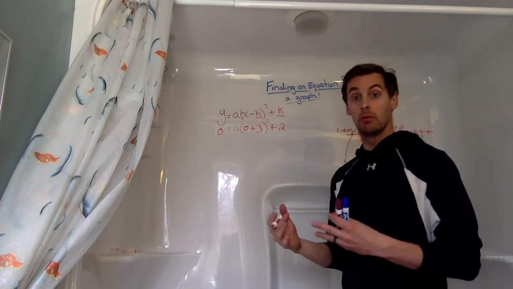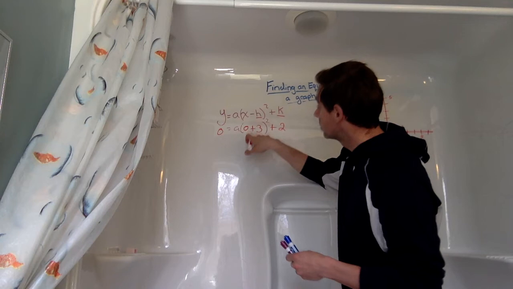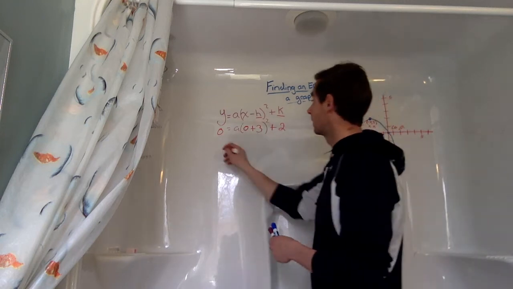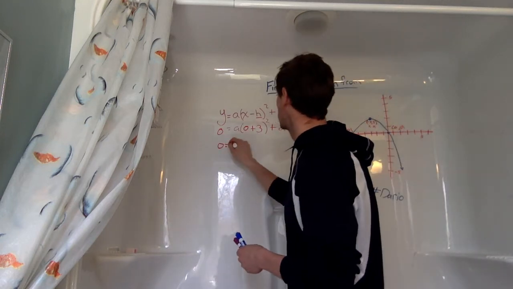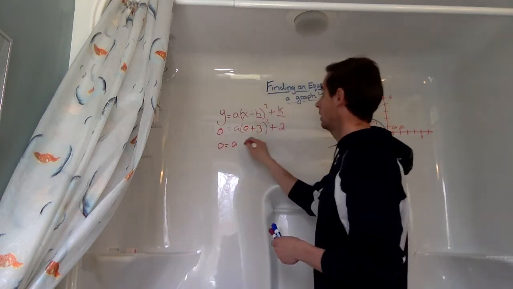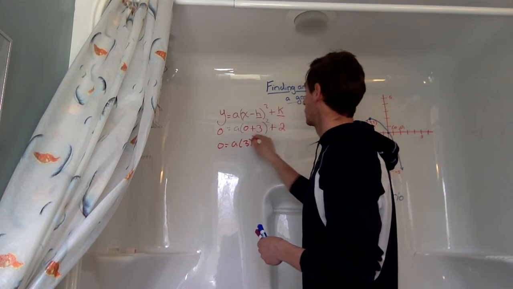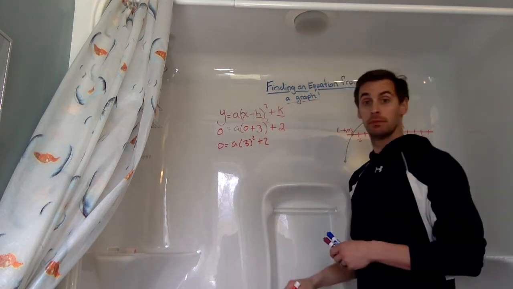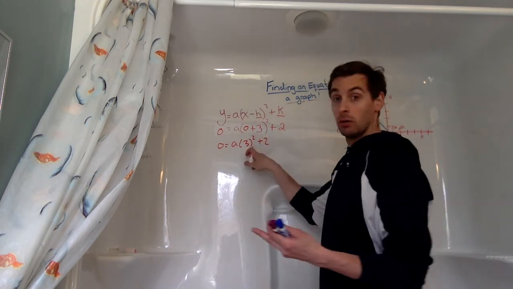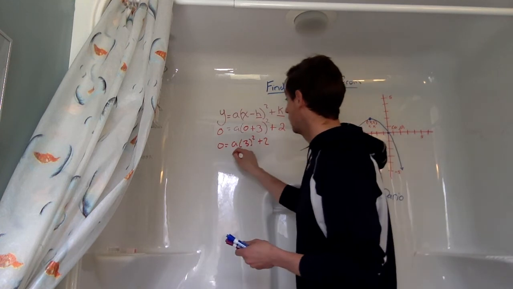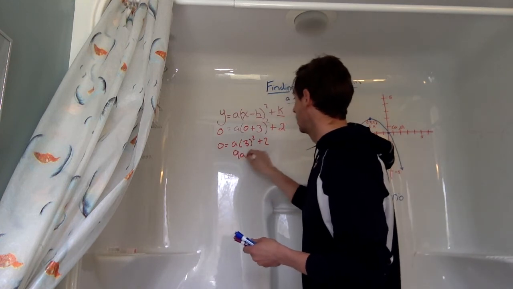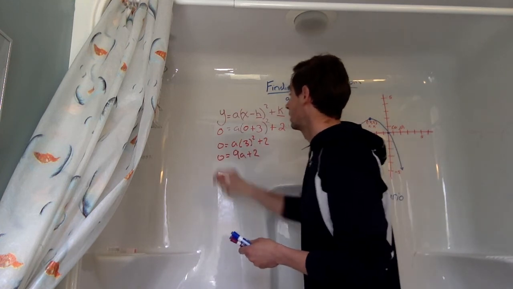So we have to go through order of operations. We're going to start by solving inside our brackets first. So we know that 0 equals a times (0 plus 3), which gives us 3 squared, plus 2. Then we're going to do our exponents. 3 squared gives us 9. So we have 9a plus 2 continues to equal 0.